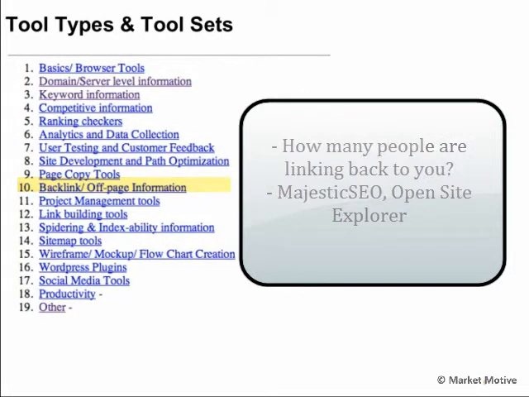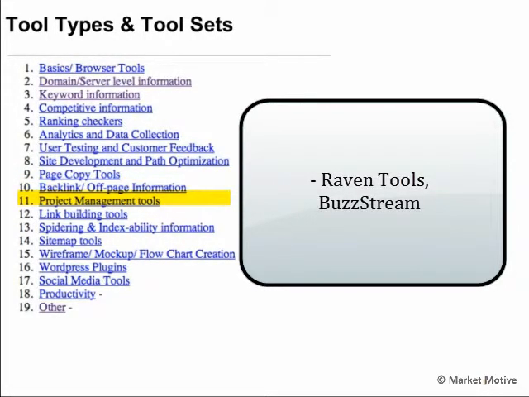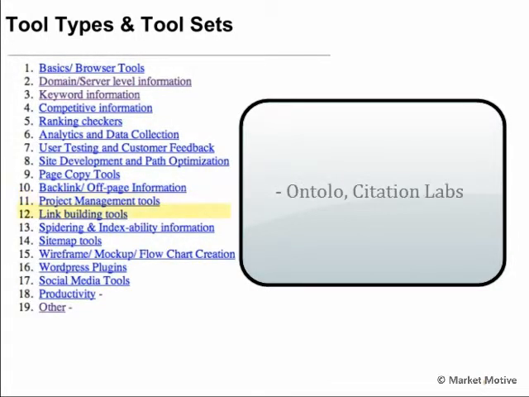So there's project management tools. Raven Tools is a good example of this. It's specific to SEO project management. BuzzStream is another good example, which is project management specifically for link development. There's link development tools, there's freebies, and there's excellent tool sets like Ontolo and Citation Labs.